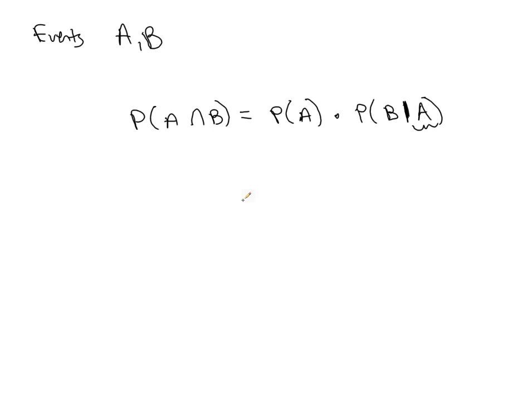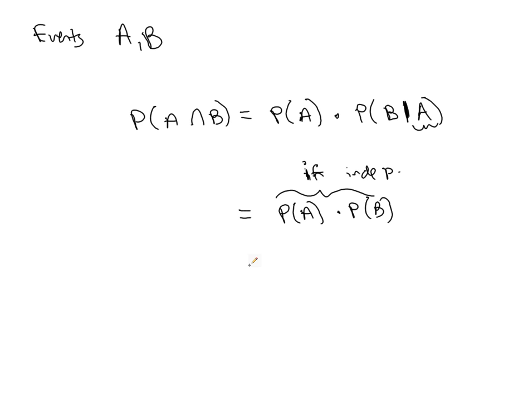So if they're independent, this will just end up becoming the probability of A times the probability of B, if independent. So really, our rule doesn't change here at all. It's just we need to keep in mind that we need to modify the second probability, assuming the first one's happened.